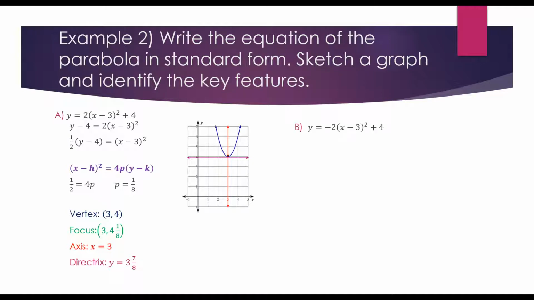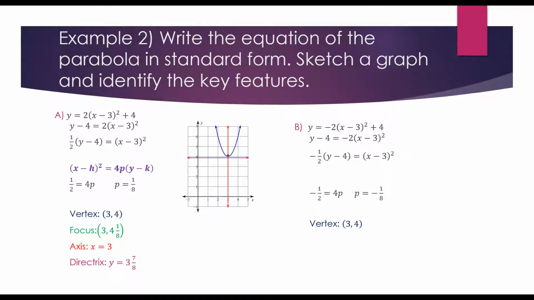Let's try another one. Slight difference. If that number out in front is negative, same process for finding it in standard form, right? We need to isolate the square term, subtract our 4, divide by -2, or multiply by -1/2. And there's our standard form. Our vertex is the same at 3, 4. If we find our p-value, this time -1/2 is equal to 4p, which means p is equal to -1/8. So when we have that negative p-value, we know our parabola is going to open down.